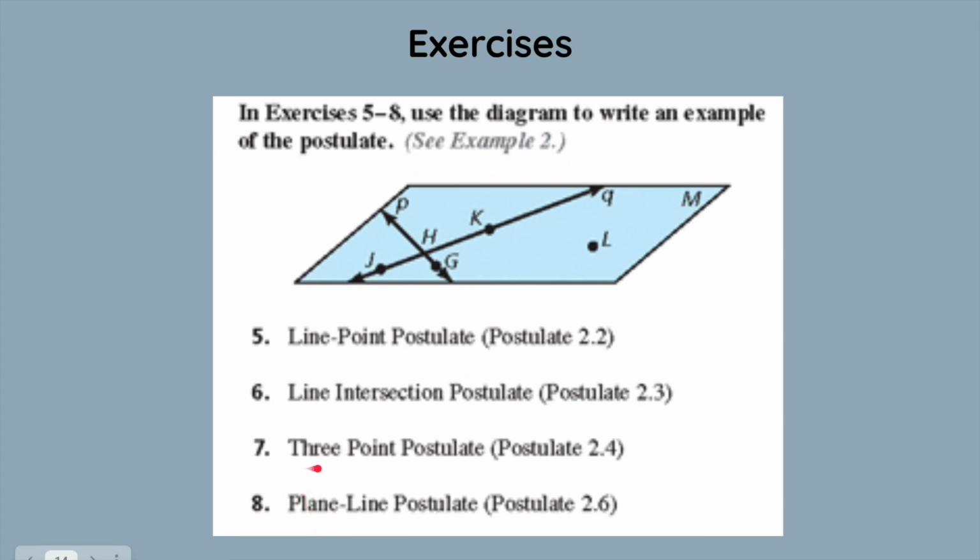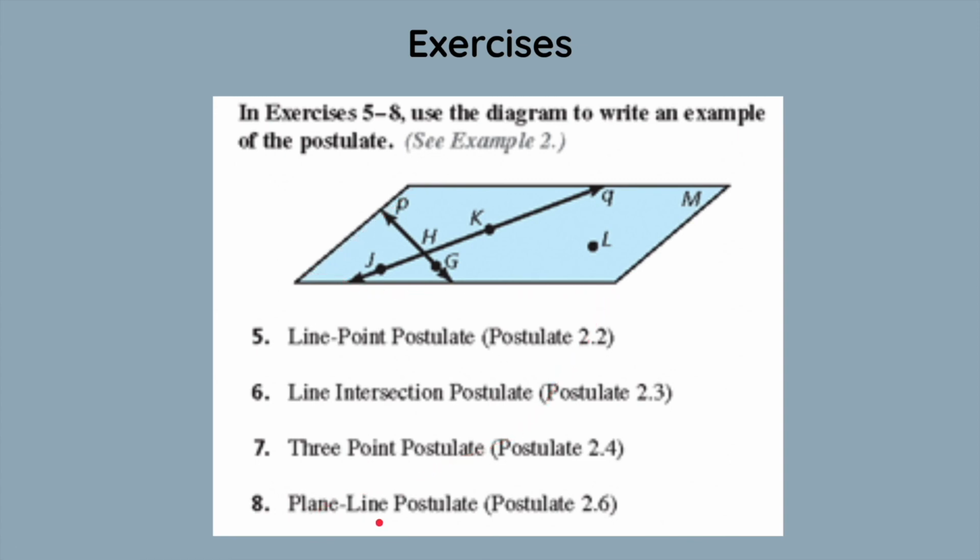Next, 3-point postulate, which is through any 3 points is exactly 1 plane. An example of this is that through points J, point G, and point L, there is only 1 plane, and that is plane M.